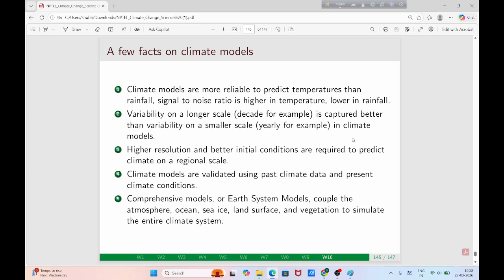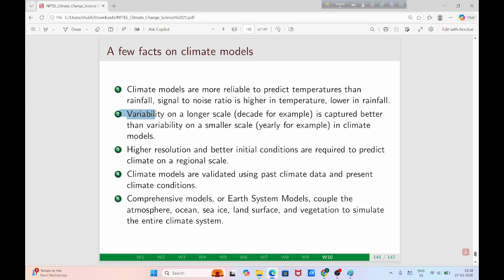Okay. Then a few facts on climate models, just for some takeaways. We have discussed that it is easier to predict temperature than rainfall due to the signal-to-noise ratio. The signal is stronger in temperature and weaker in rainfall. And variability on a longer scale is captured better than variability on a smaller scale. That might sound surprising, but for climate models, that is true.